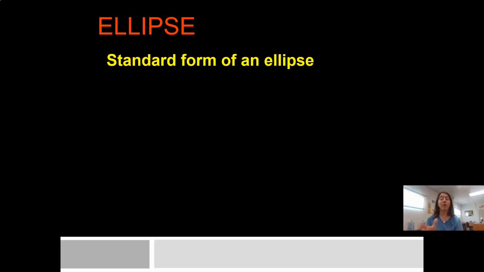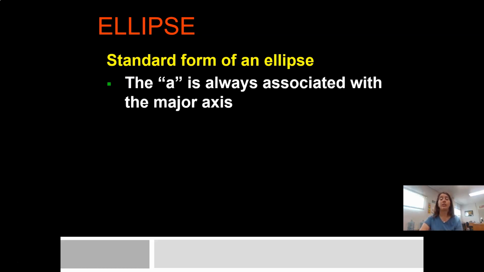Now, talking about those letters A and B, how are we going to correctly use them when it comes to the question? The letter A is always associated with the major axis. Remember, the major axis was the longer of the two axes that you have. That means the letter B is going to be associated with the minor axis that you have in the question. We just mentioned a second ago, the only difference between those two equations was where the letter A and where the letter B was located.